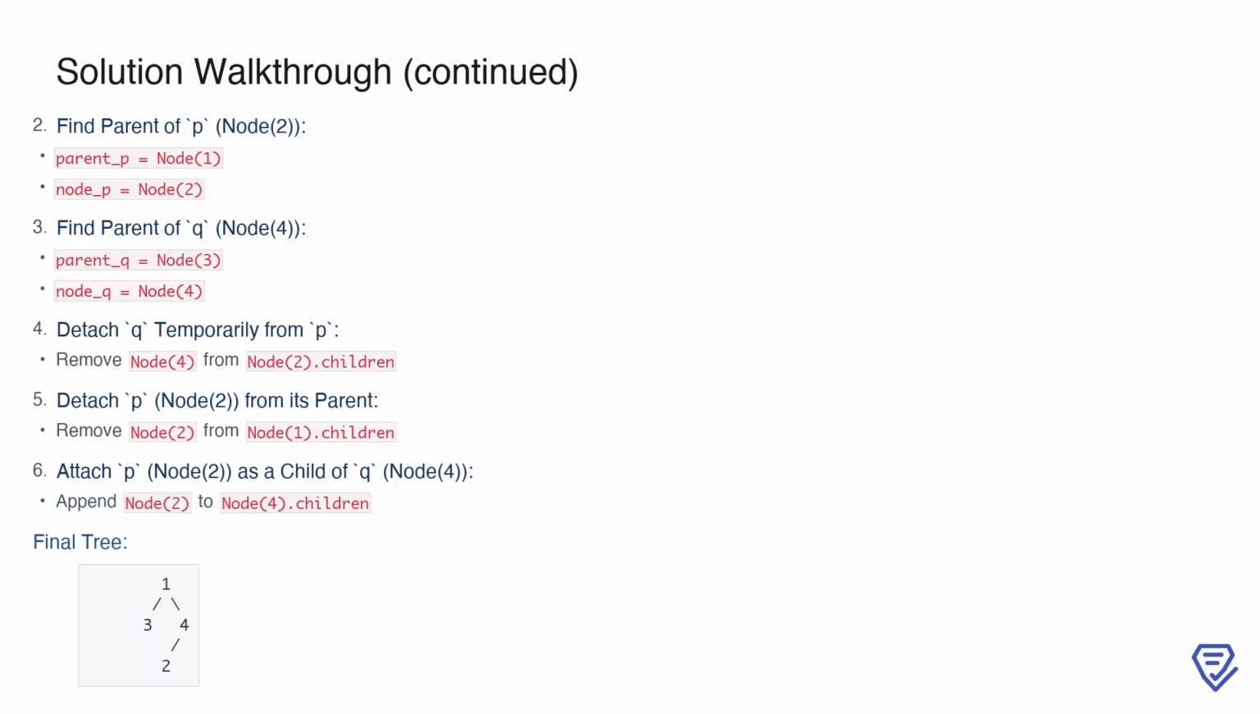Finally, we attach node 2 as a child of node 4 by appending it to node 4's children list. The updated tree structure shows node 1 with nodes 3 and 4 as its children.